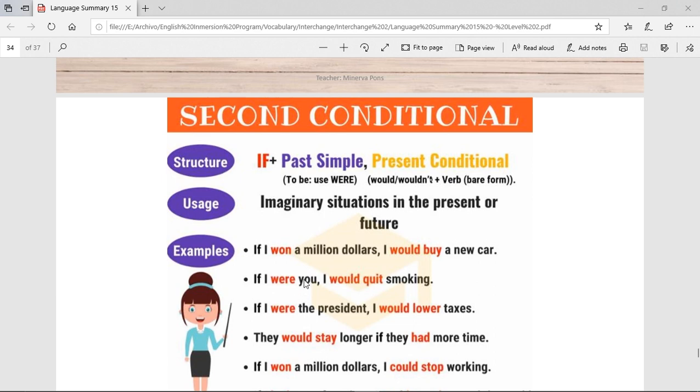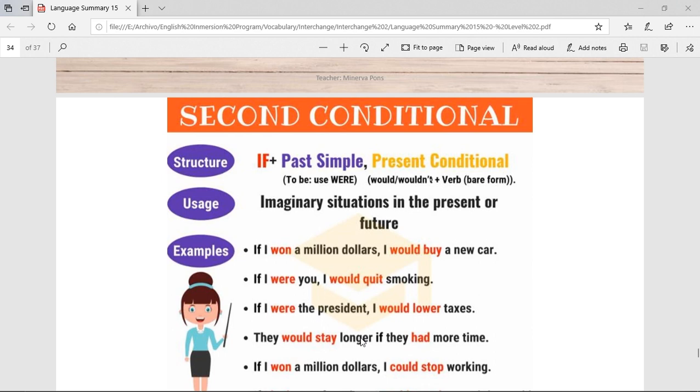If I were you, I would quit smoking. I am not you, so this is imaginary. But if I were you, I would quit smoking. If I were the president, I would lower taxes. They would stay longer if they had more time. If I won $1,000,000, I could stop working.